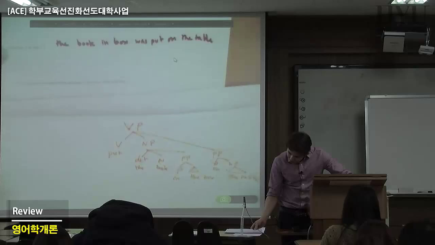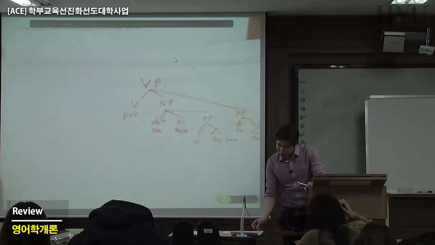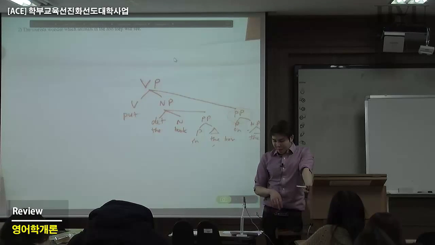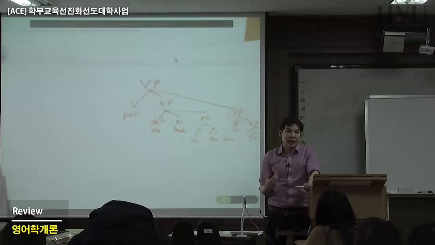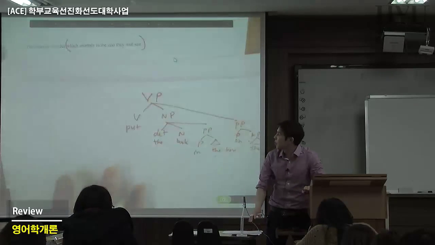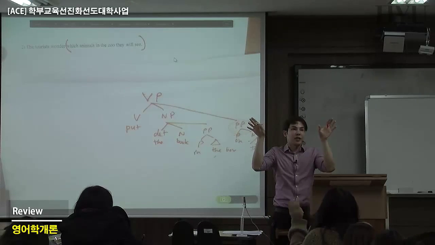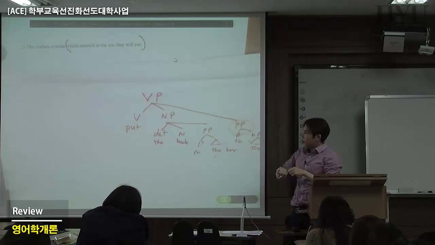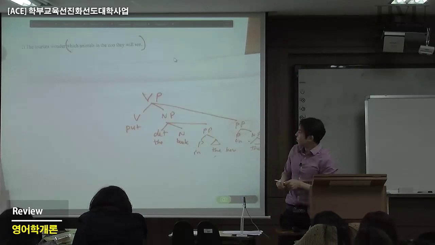Let's look at the next question, which is number 2. Can you draw a tree for number 2? The tourists wonder which animals in the zoo they will see. When you see this, you have to know that it's a case of what we call an embedded sentence, right? And you have this part as the embedded part: which animals in the zoo they will see. So you must have 2 different S's, 2 different sentences. One is within the bigger one, okay? So you need, in this case, a CP. Whenever you have an embedded clause, you need a CP.